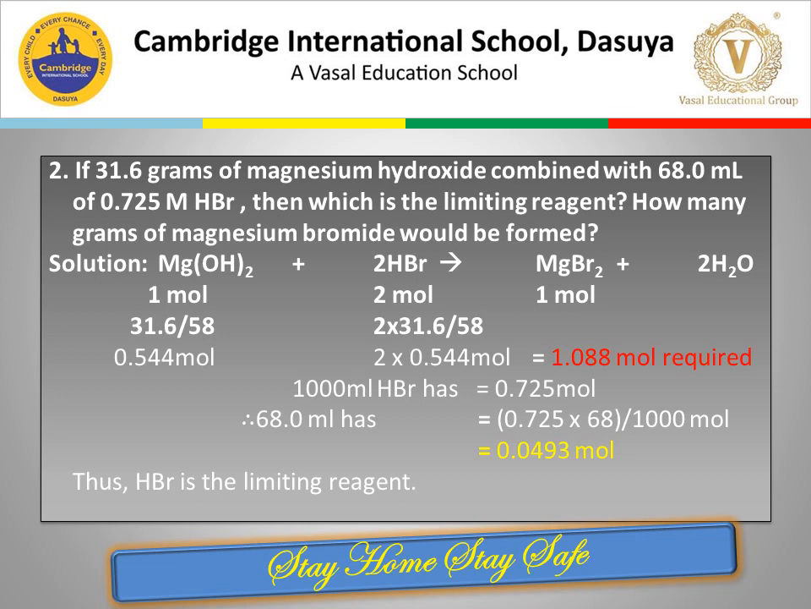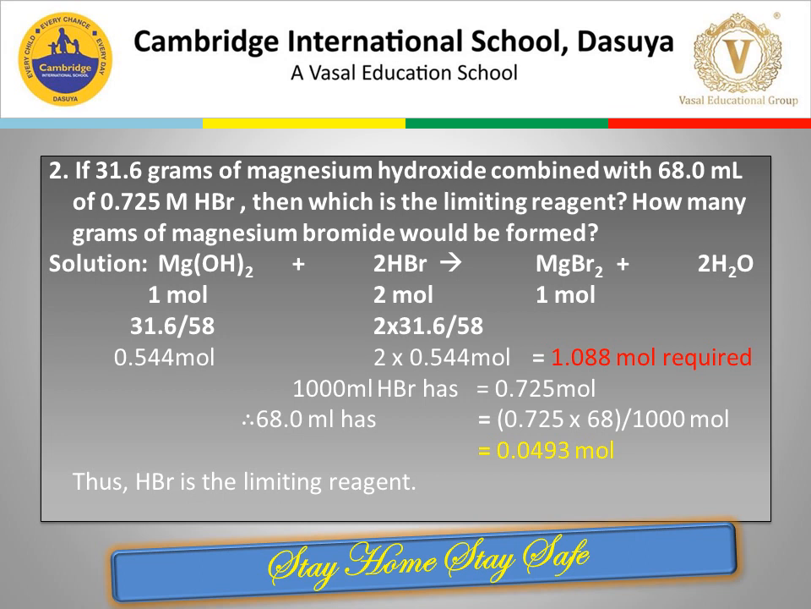Moreover, in this question, they have asked which one will be the limiting reagent. So it will be the limiting reagent which will decide how much magnesium bromide is formed. So first of all, we will find out the limiting reagent, then we will find out the magnesium bromide that will be formed. First of all, we'll write the balanced equation: magnesium hydroxide plus 2HBr gives MgBr2 plus 2H2O. And according to this balanced equation, we have 1 mole of magnesium hydroxide reacting with 2 mole of HBr.